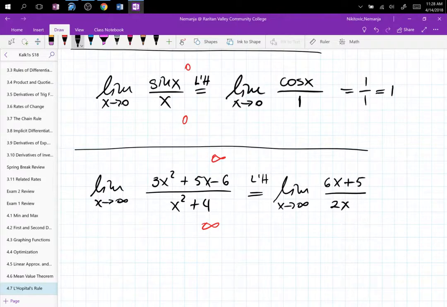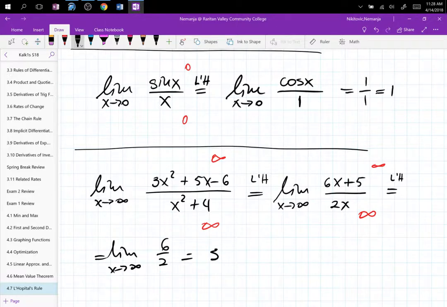Now, this is the time where you realize, wait, I can use L'Hopital again. Because this is still, when I plug in infinity trying to compute this, infinity over infinity. So, boom. Another one. So that is the same as the limit as x goes to infinity. But now the derivative is what? 6 over 2. There's nowhere to plug this infinity anymore, and this is equal to 3, and you're done.